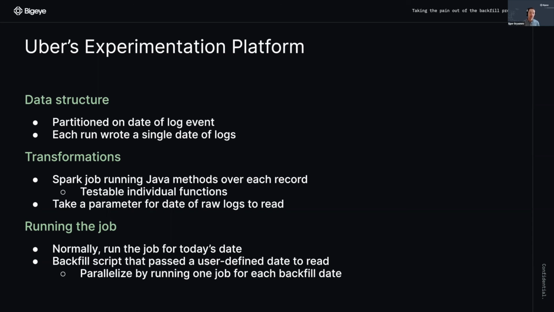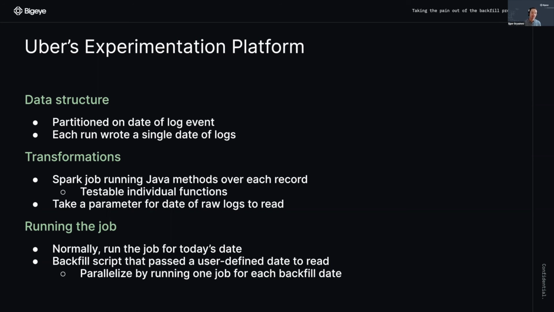And the most important thing here is we parameterized the date of the raw logs that we wanted to read. Going back to that first data structure, because we were outputting one day's worth of log every single time, we would also want to only read one day's worth, and parameterizing that allowed us to actually process any day as we see fit. And so finally, when we got to the orchestration level, running the job meant that we would normally run the job for today's date and always just process today's data, and after midnight, we'd process yesterday's data and then today's, but that we would just pass that default parameter through the orchestration framework every single time.